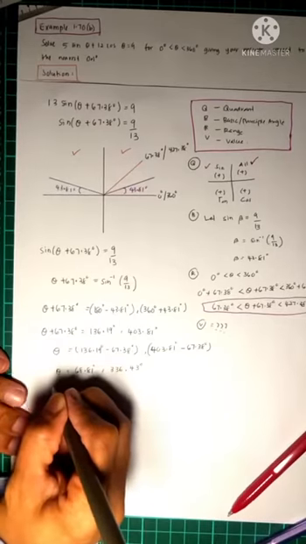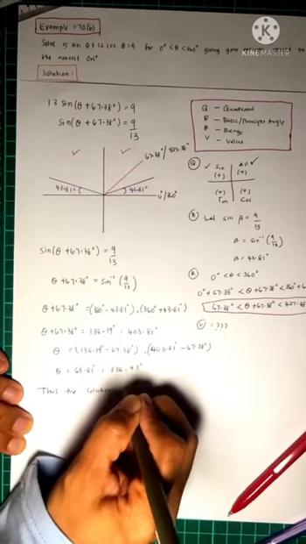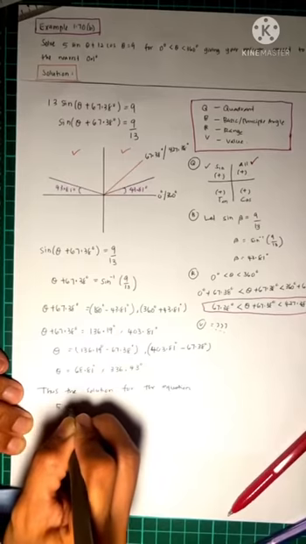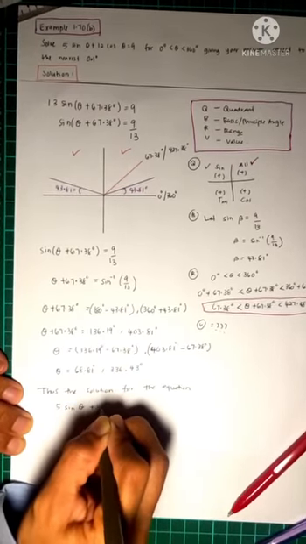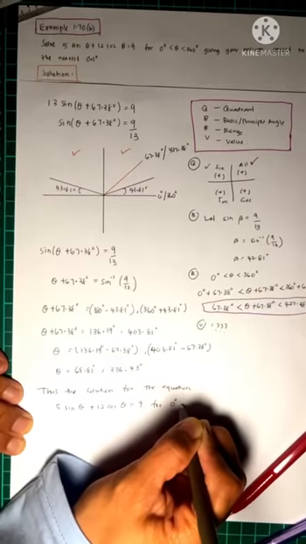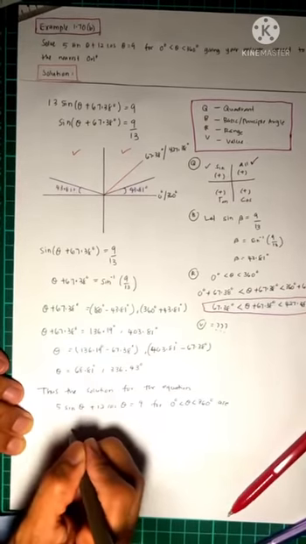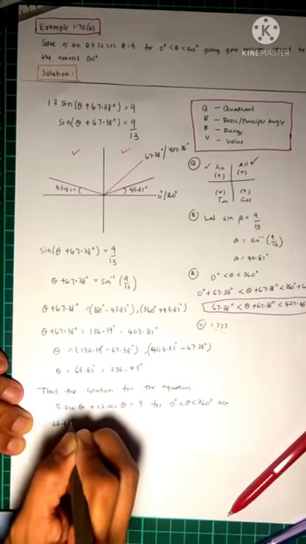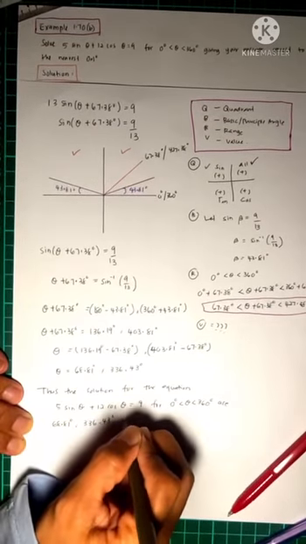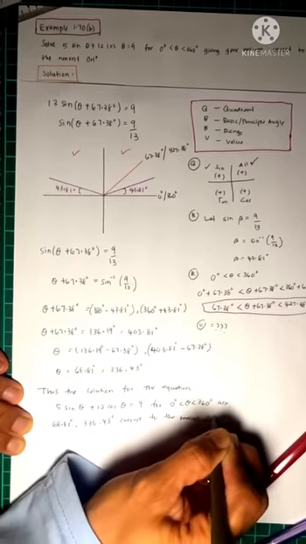Okay, thus the solution for the equation five sine theta plus 12 cos theta equal to 9, for 0 degrees less than theta less than 360 degrees, is 68.81 degrees and 336.43 degrees, correct to the nearest 0.1 degrees.